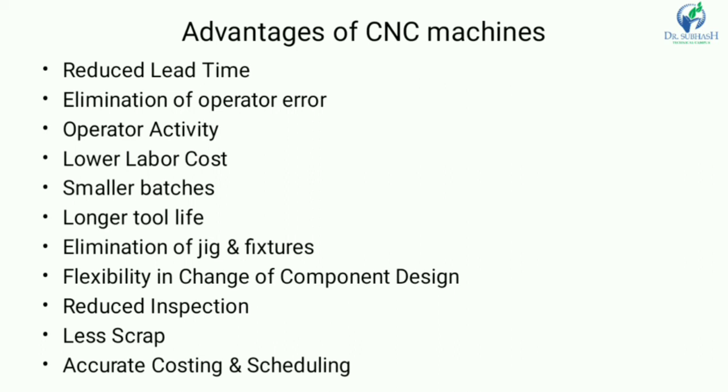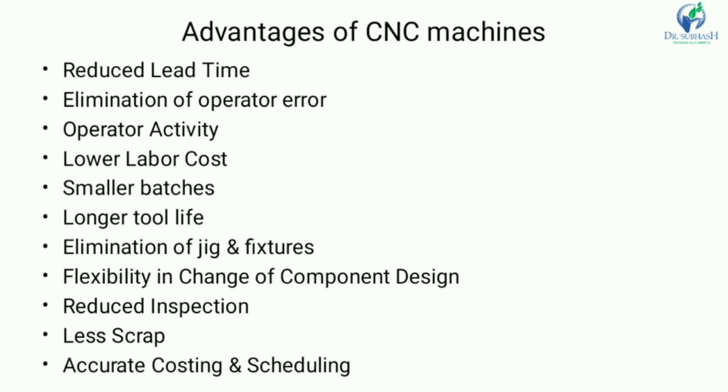Then elimination of operator error. That is, the program is checked before it goes to the machine, so no error will occur in the job. Operator activity. That means operator doesn't require special skill for machining, and a single operator can operate more than one machine. So we can say operator activity will be increased. Lower labor cost. So one operator can run two or more machines, resulting in the reduced labor cost.